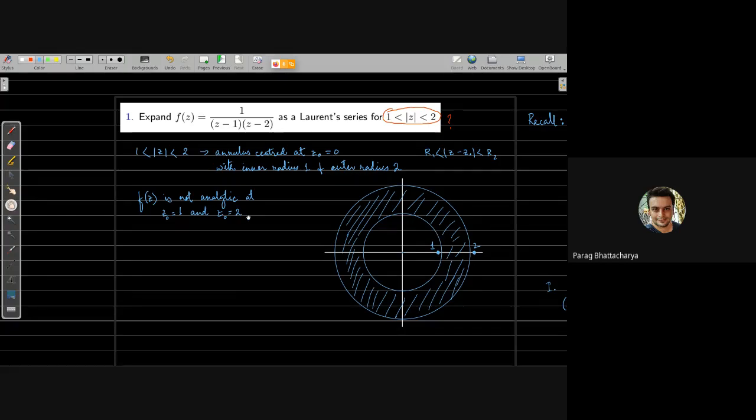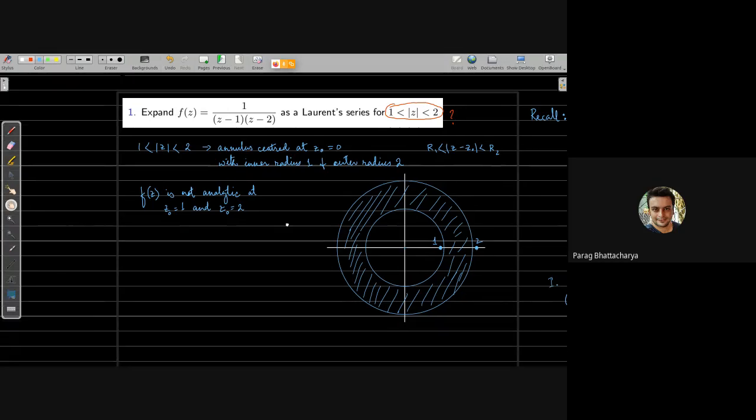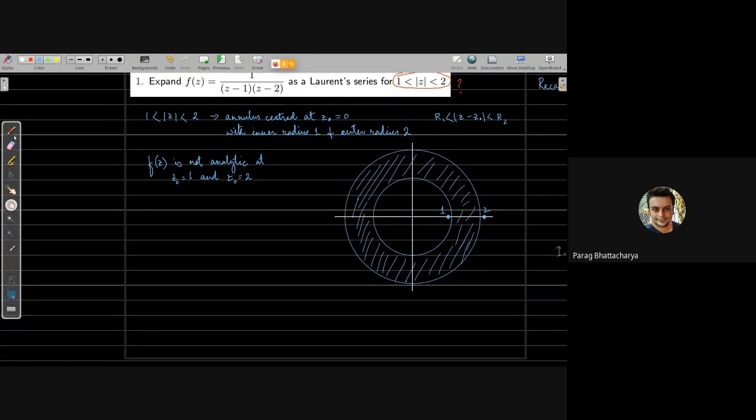Okay, so now let's apply the partial fractions. Applying partial fractions. What is the method of partial fractions? What do we need to do?